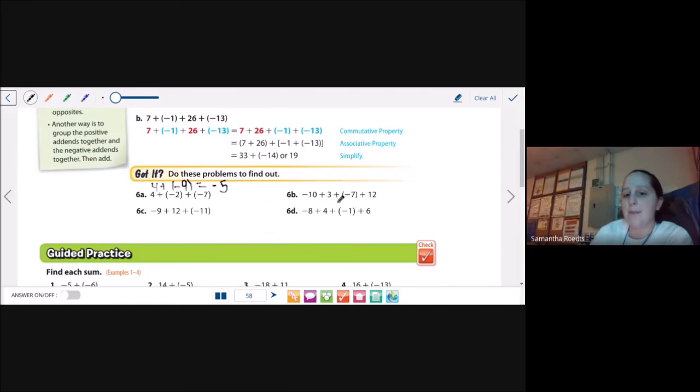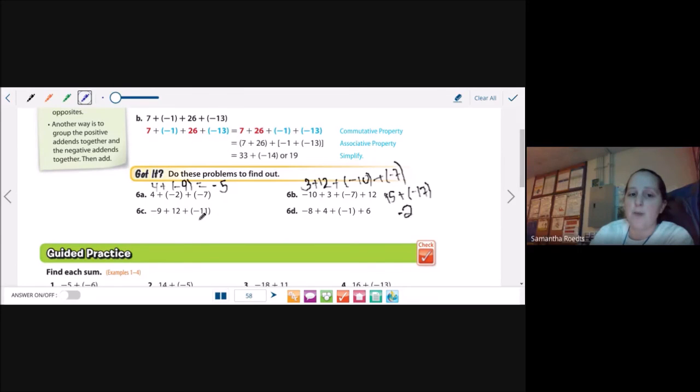For B, -10 plus 3 plus -7 plus 12. I'm going to regroup these so that my positive numbers are together, and then my negative numbers are together. Okay. I'm going to add my positive numbers, so I get 15. I'm going to add my negative numbers. So 15 plus -17. Different signs, so I subtract, which gives me 2. 17 is my bigger number, and it's negative, so my answer is -2.